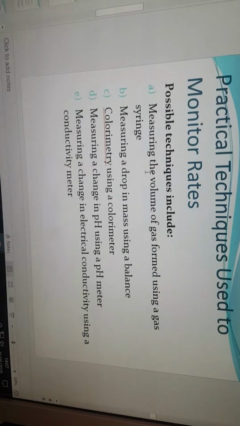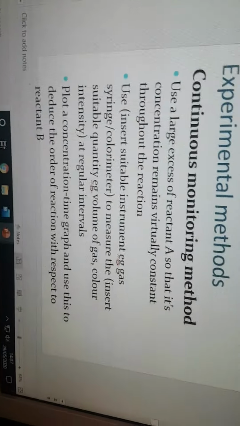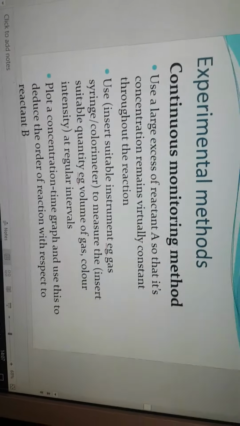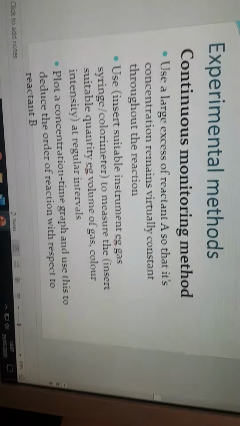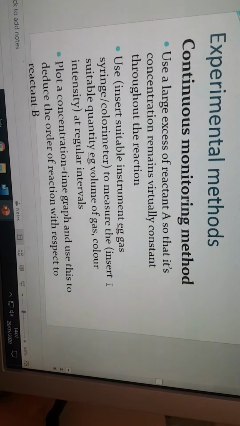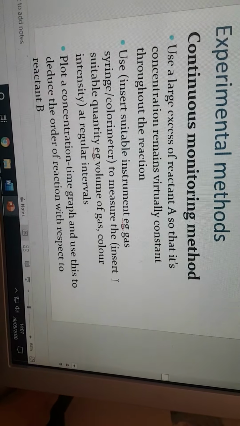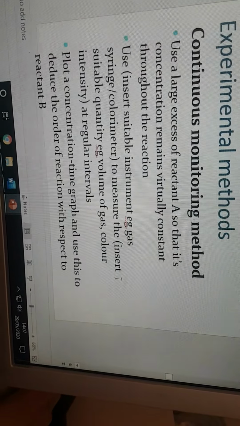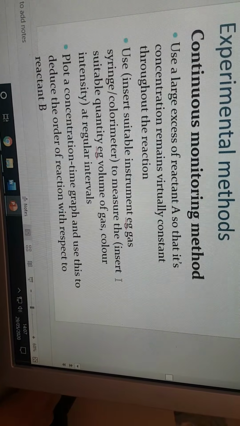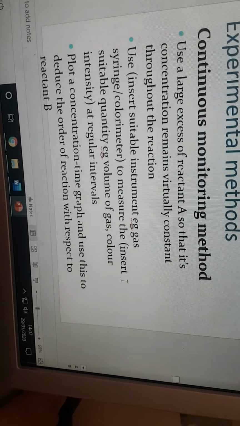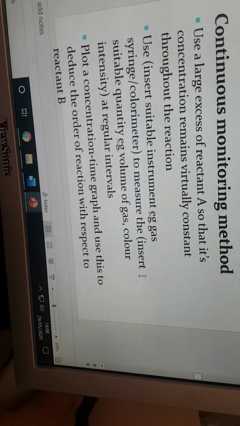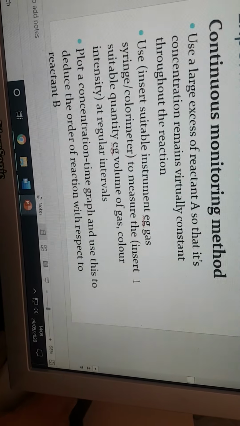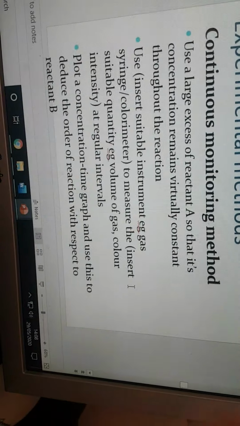Occasionally though, you could get 6 markers on this. Now, a 6 marker might state something like, again, they'll give you an equation and then the question would say, explain how you could investigate this reaction using the continuous monitoring method. And this is an ideal template for your answer.